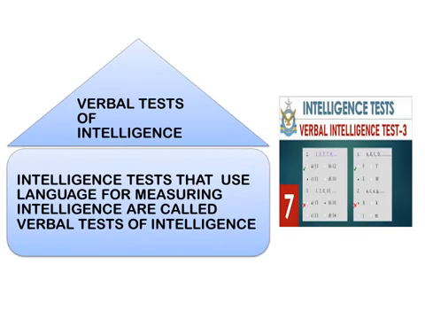Verbal tests of intelligence. Intelligence tests that use language for measuring intelligence are called verbal tests of intelligence. Verbal means language. In this test, the client has to respond verbally to the test item. Some examples of verbal tests of intelligence are Army Alpha test, Wechsler Adult Intelligence Scale, etc.